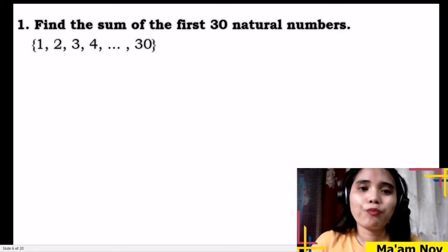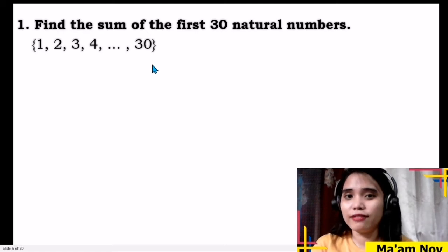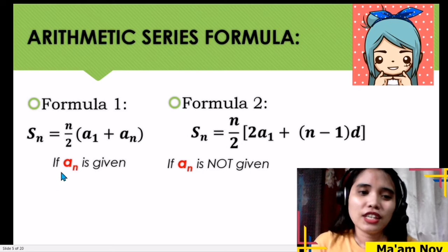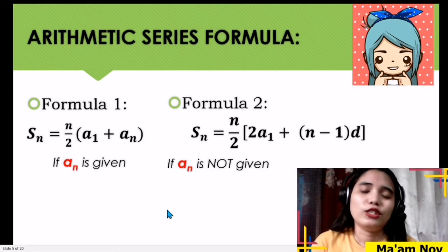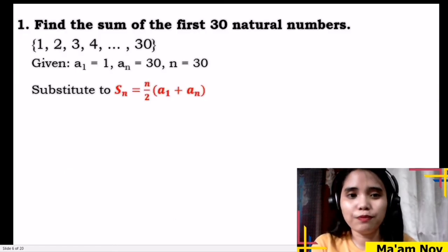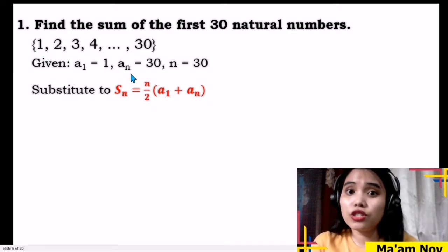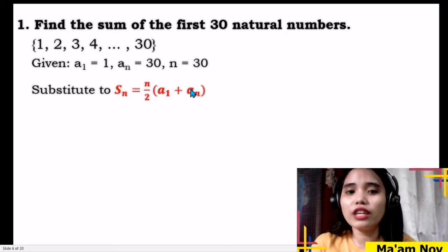Okay? So, dito, given ang last term. So, anong formula ang gagamitin? Formula 1 or Formula 2? Okay, given ang last term, A sub n. So, meaning we will use the formula 1. Okay? By the way, our first term is 1. Our A sub n, which is our last term, is 30. And our n is 30. Okay? So, we will just substitute it sa formula.